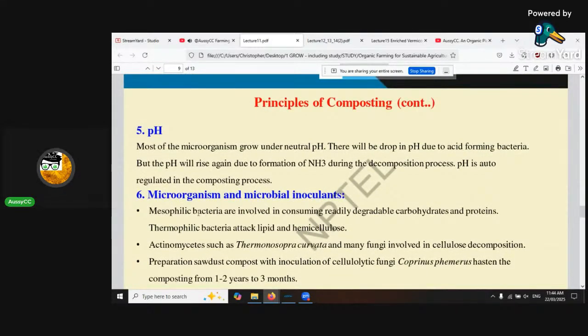Microorganisms and the microbial inoculants are the key. All right, I'll read this, then I'll give you my spiel. Mesophilic bacteria are involved in consuming readily degradable carbohydrates and proteins. Thermophilic bacteria attack lipids and hemicellulose. Actinomycetes such as Thermospora curvata and many fungi are involved in cellulose decomposition. Sawdust composting with inoculation of cellulolytic fungi like Coprinus fimetarius hastens the composting from 1 to 2 years to a few months. So they can speed it up. They're saying if you get the right microbes.